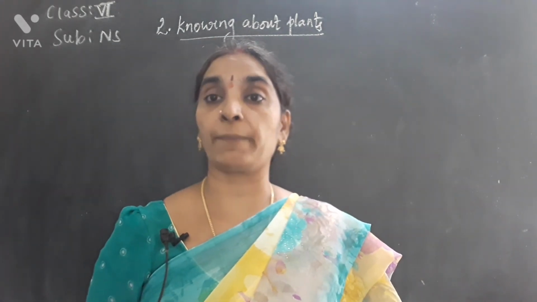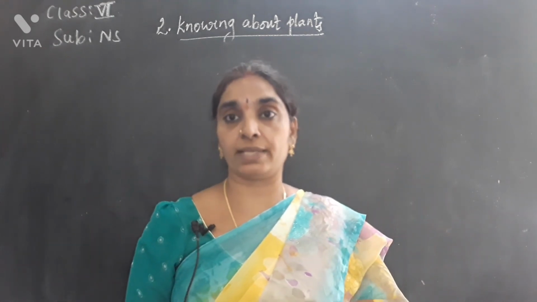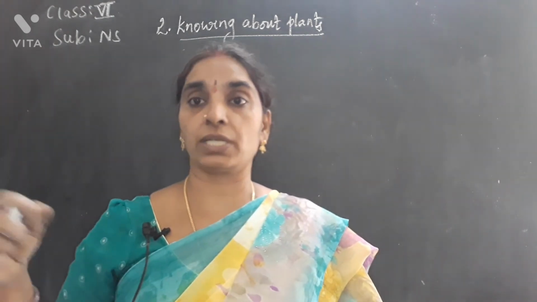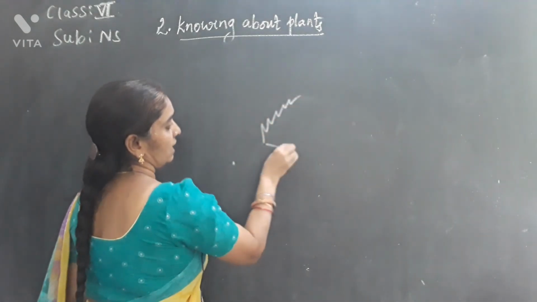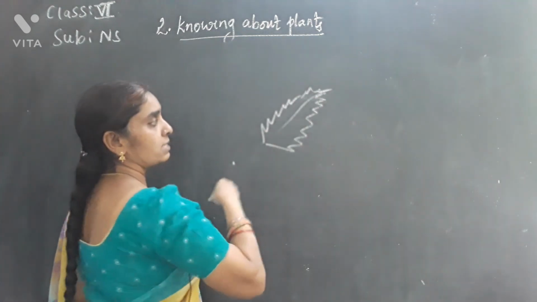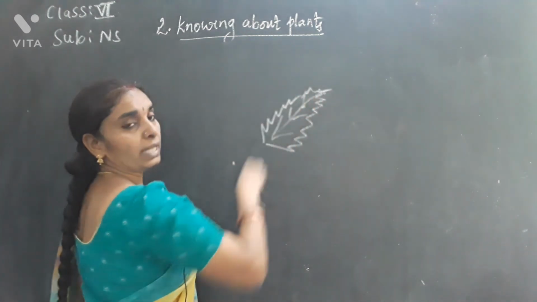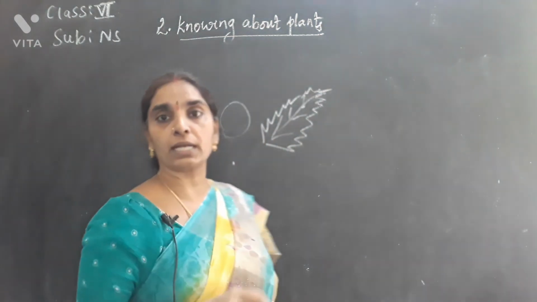So what is the shape? Is it oval shaped, or how is the tip of the leaf? You can write serrate. If the leaves have toothed edges, like the neem or the rose, you can say that it contains toothed edges. And what is the shape? Is it oval or spherical, round, etc.